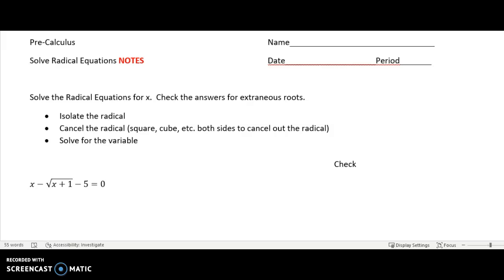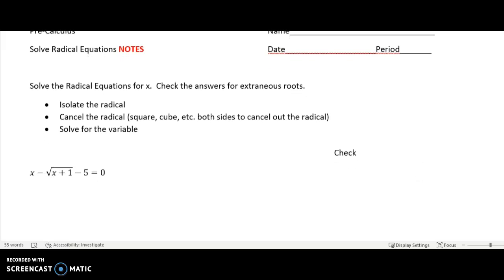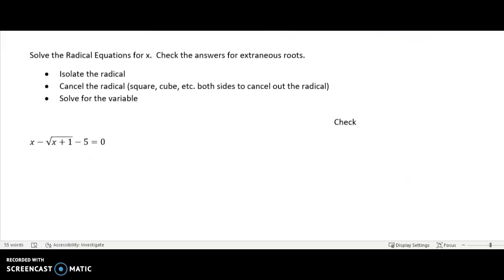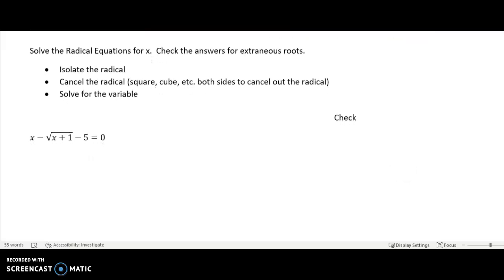Hi guys, in this video we're going to solve radical equations. There are basically three steps for solving a radical equation. The first step is to isolate the radical. In other words, get the radical by itself, the square root, the cube root, the fourth root, whatever it is.